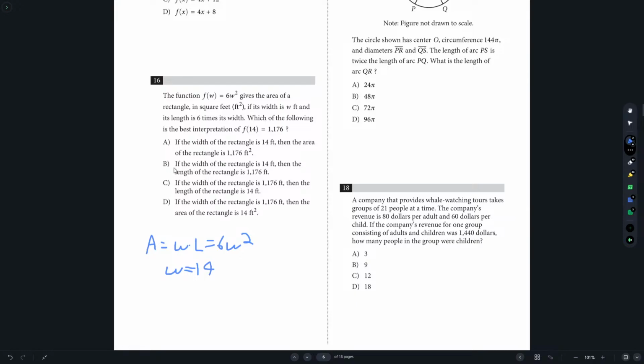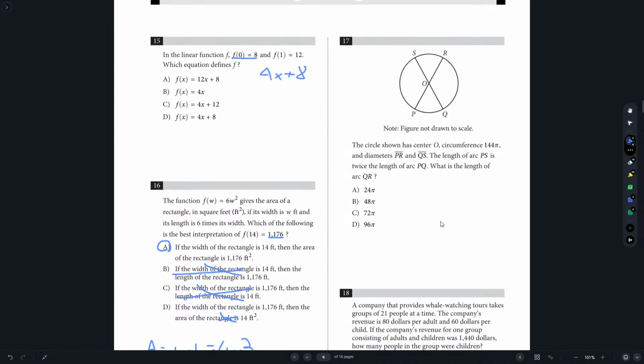This is the only one that is correct, because the function gives us the area, so we can immediately get rid of b. And we know the area is this, so d is also wrong. The width is obviously not 1,176. The only one is a.